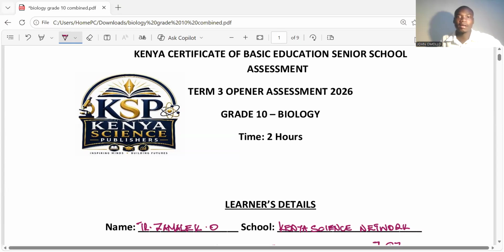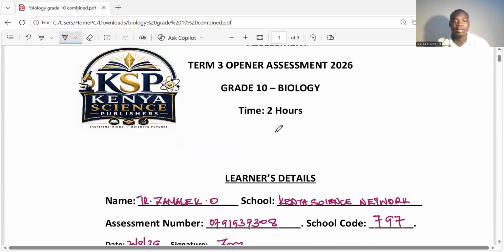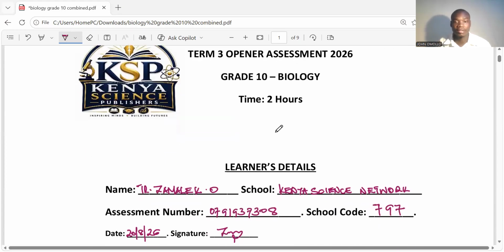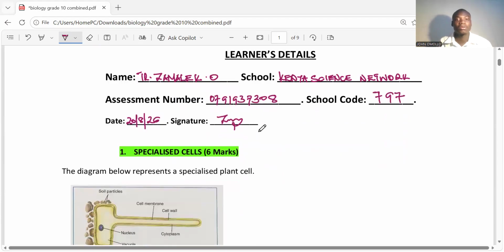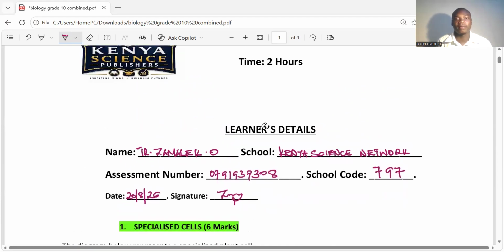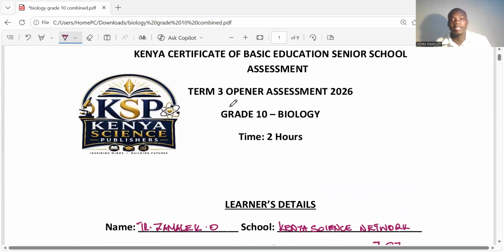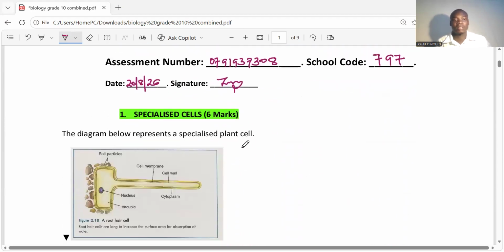We are diving again into this paper. This is a grade 10 biology. Time is just 2 hours. Just as usual, Teacher Zamalek is my name. So this is a very, very good paper for the opener prediction term 3, 2026.